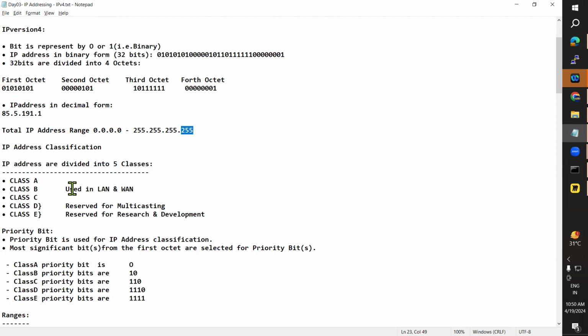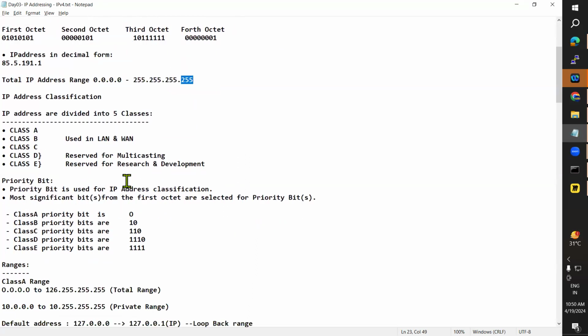IP addresses are divided into 5 classes, not types, we should call them classes. To make you understand, I'm using layman language. That is the reason I'm also providing the notes. The main goal is to make you understand, so that is why I usually use layman language.